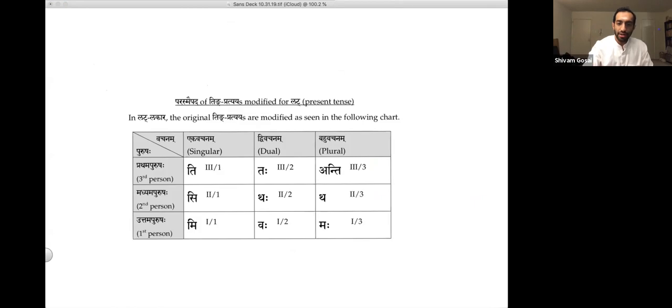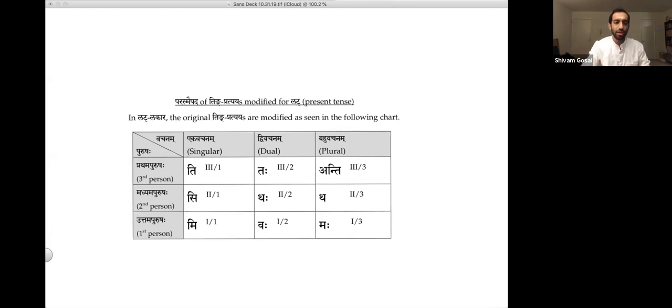So before we do that, let's remember our pratyayas, our ting pratyayas. So you can repeat after me. Ti, taha, anti. Si, taha, tha. Mi, vaha, maha. So this is our pratyayas for present tense. So this is something that we can kind of keep as a mantra as we go along. You can even record this on your phone, and then if you're listening while you're doing something else, it's a good way of memorizing it, right?